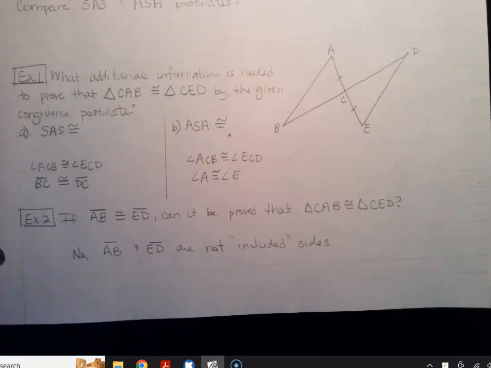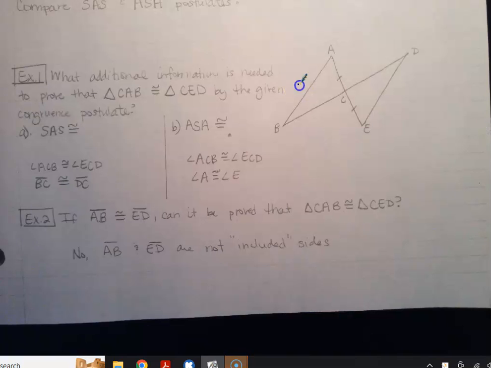Okay. So example 2, if AB is congruent to ED, can it be proved that triangle CAB is congruent to triangle CED? Okay, so at this point, we have two congruent lines, and we know these are congruent because they're vertical. So we have an angle, a side, and another side, so side, angle, side. So can we prove that these are congruent?